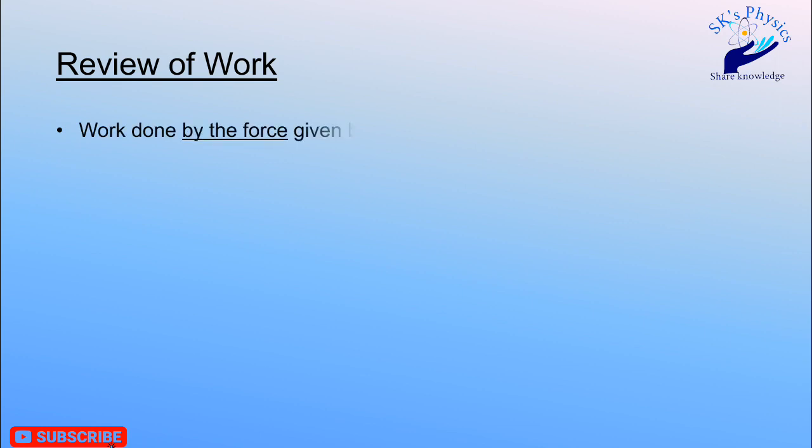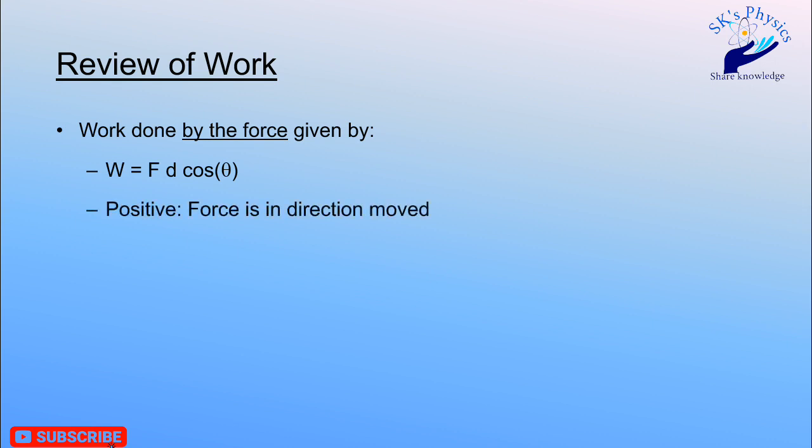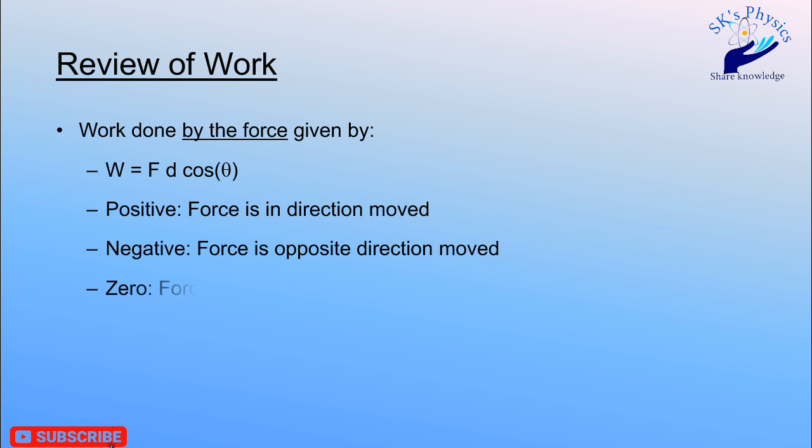Review of work. Work done by a force is given by W = Fd cos theta. It is positive when the force is in the direction moved. It is negative when the force is in the opposite direction to that moved. And it is zero when the force is perpendicular to the direction moved.